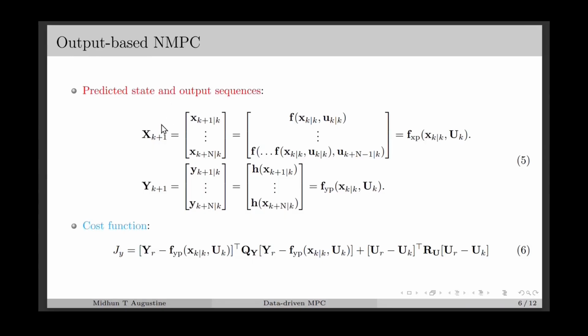Now, using the nonlinear model, we can compute the predicted state and output sequence as in equation number 5, where xk plus 1 given k is equal to f of xk given k, uk given k, and yk plus 1 given k is equal to h of xk plus 1 given k. And by recursively applying this equation, we can compute all the predicted states and the output over the prediction horizon. And here we compactly represent this equation using a function fyp. Now using this predicted output sequence and control sequence UK, we can rewrite the cost function for output-based NMPC as in equation number 6.